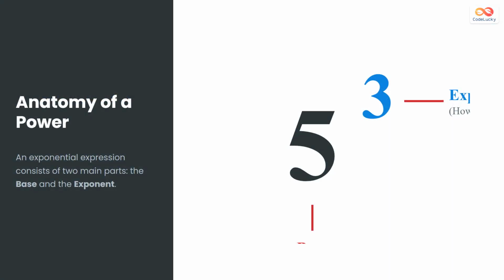First, let's understand what we are looking at. An exponential expression, or a power, is made up of two parts. The large number at the bottom is called the base. The small number raised to the right is called the exponent. The base is the number that gets multiplied, and the exponent tells us how many times to use the base in multiplication.